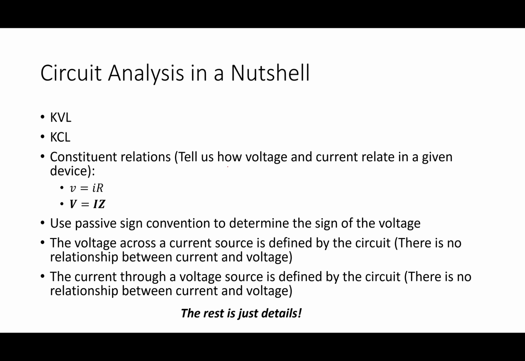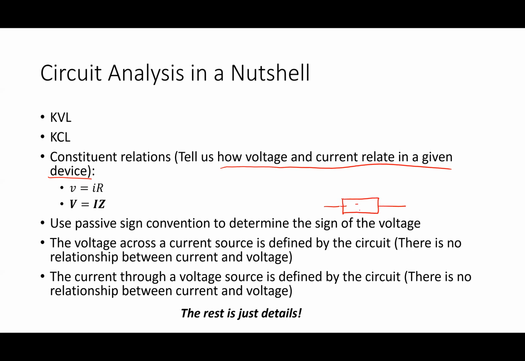What they do is they tell me how voltage and current relate in a given device. So if I have a resistor, if I have an impedance, voltage and current are related. And then I need to use the passive sign convention to determine the sign of that voltage. What's the passive sign convention again? What does it tell me?